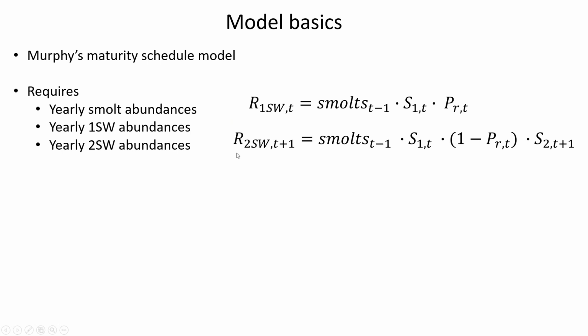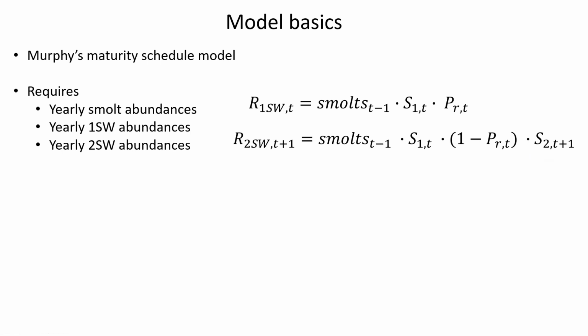And then if you extend that for 2 sea winter fish, that number at time step t+1 is equal to the number of smolts, times the survival of the smolts in year t, times the proportion of salmon that didn't return as 1 sea winter fish, times the survival of the additional second year at sea.